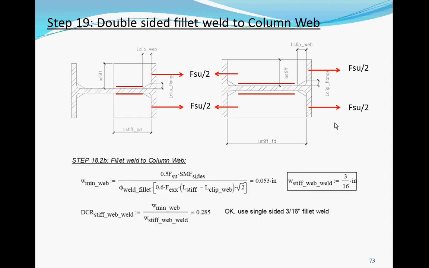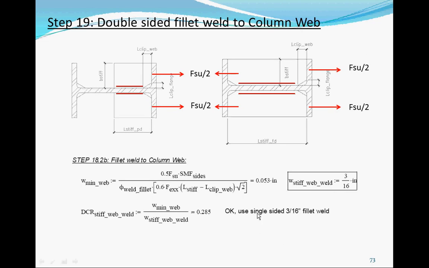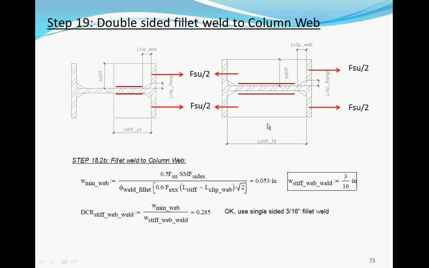Okay. This is the double-sided fillet to the column web. So these are the welds we're considering. Very similar to the flange. Again, you have the minimum weld size. The minimum weld size didn't change because the plate thickness didn't change.